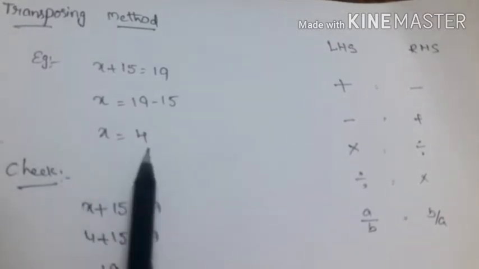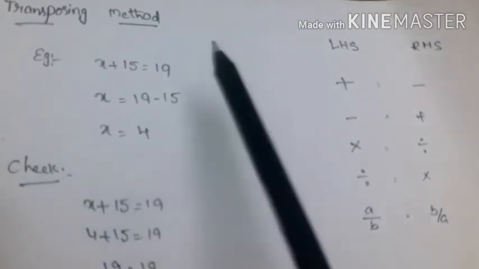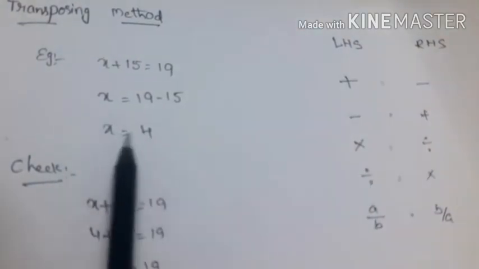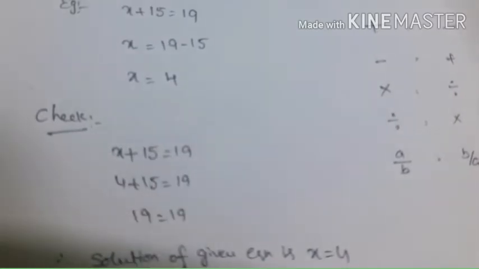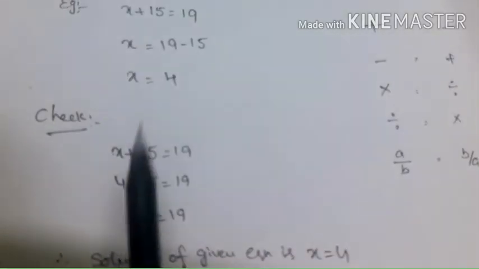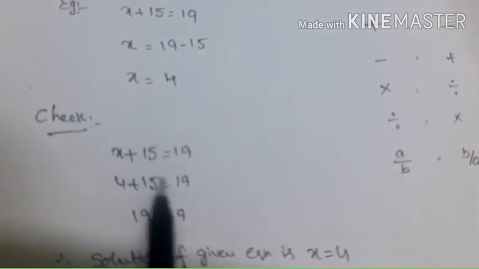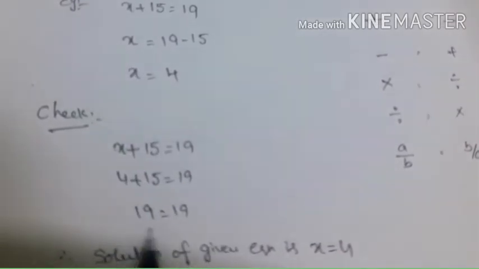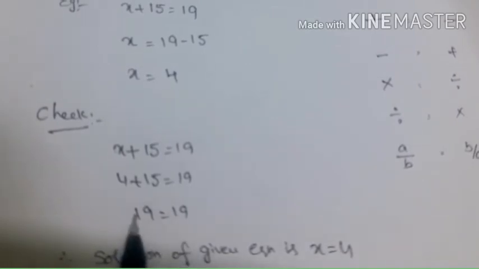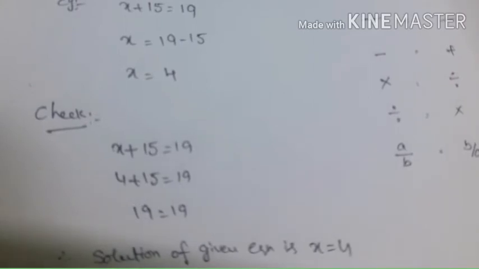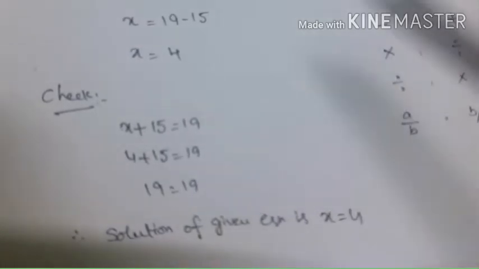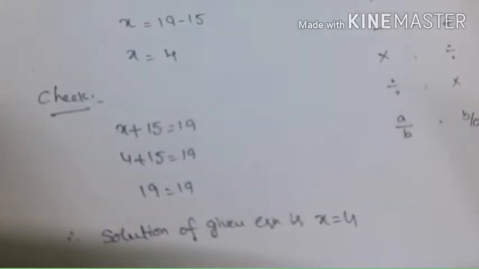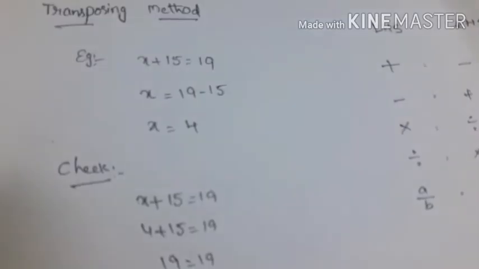Let us check once whether it is right or wrong. x plus 15 is equal to 19 is our given equation. Substitute the x value: 4 plus 15 is equal to 19. So 19 is equal to 19, and now LHS is equal to RHS. That means the solution of the equation is x is equal to 4. So our answer is right. In this way we find the solution of linear equations.